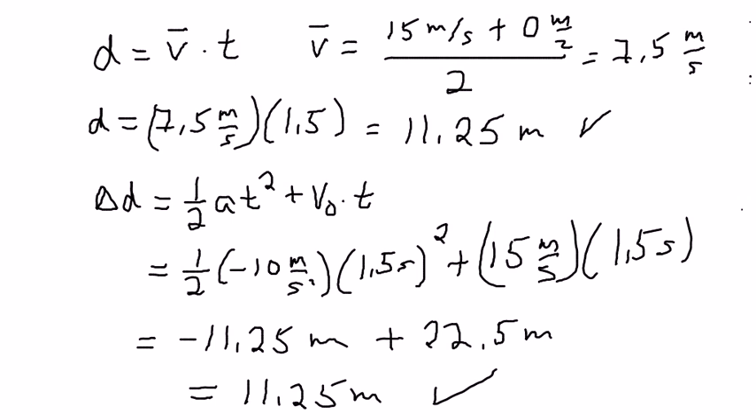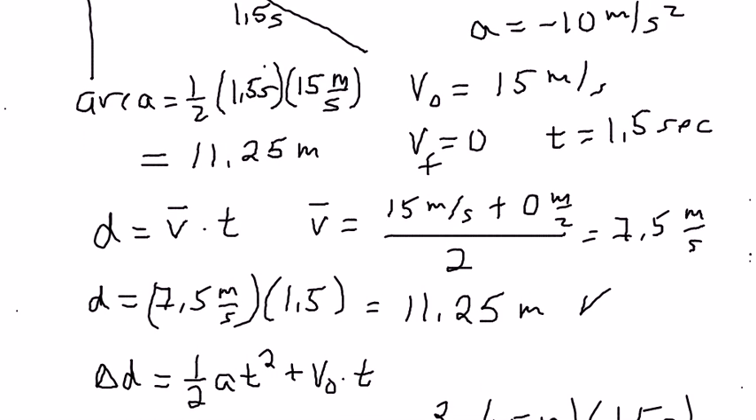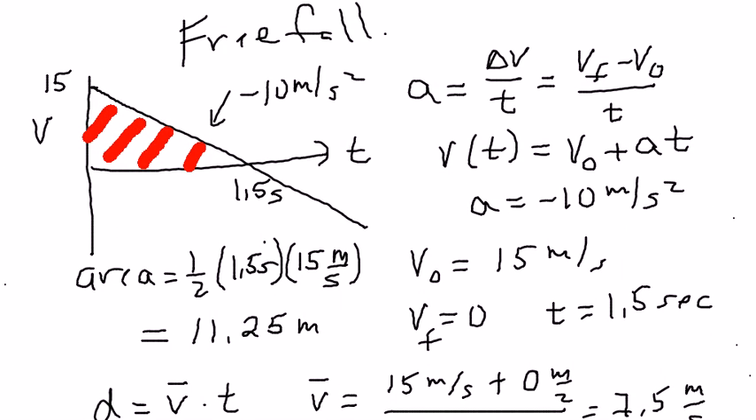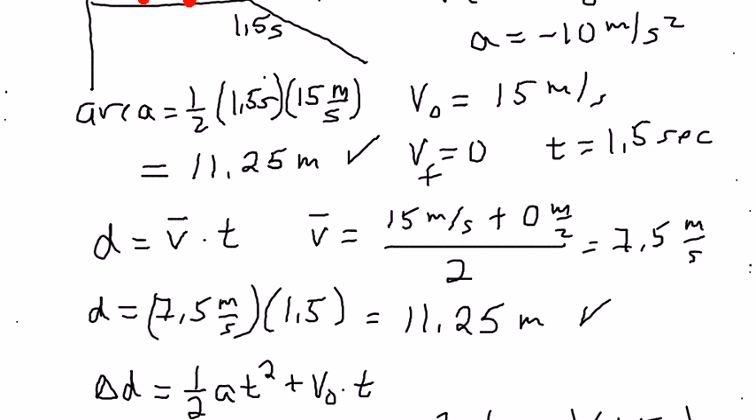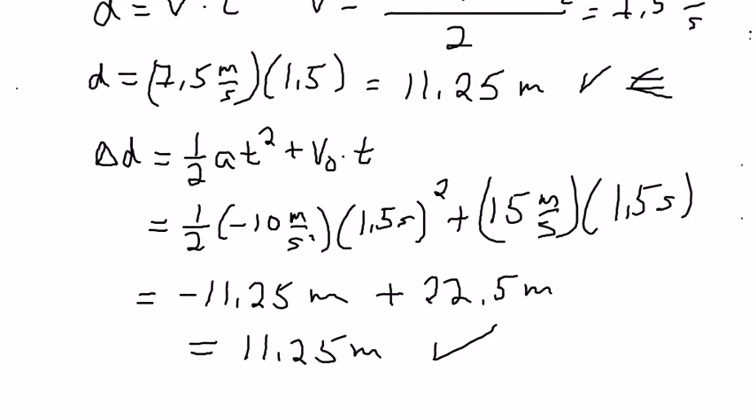So we've shown that there are multiple ways of getting the displacement. We can use the area underneath the curve, which gave me 11.25. We can look at the average velocity and get 11.25, or we can use the kinematic formula we've used, and that gives us 11.25.